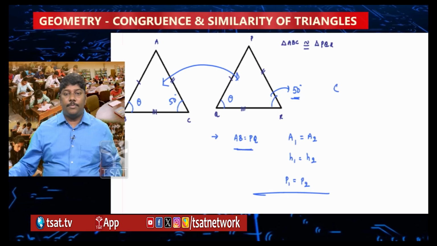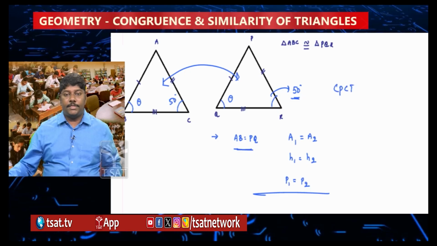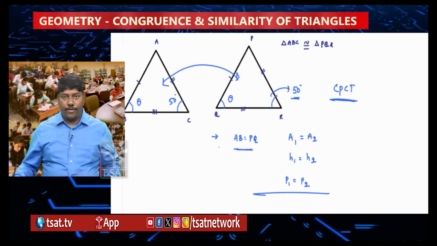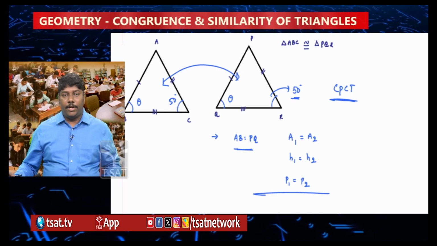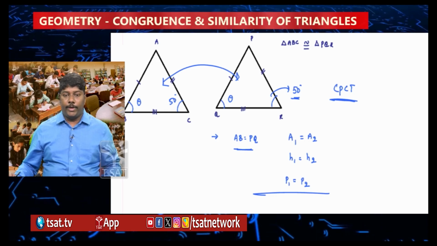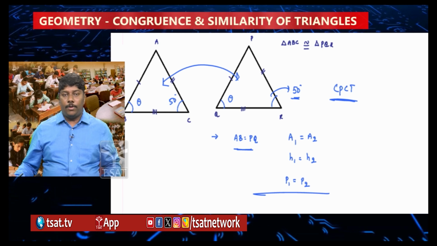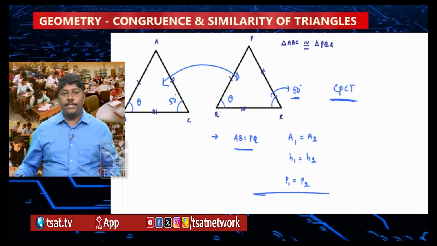By using CPCT. What do you mean by CPCT? Corresponding parts of congruent triangles. So you can find out the unknown angles or sides when you know that the triangles are congruent. So mostly we use congruent triangles in proving something.